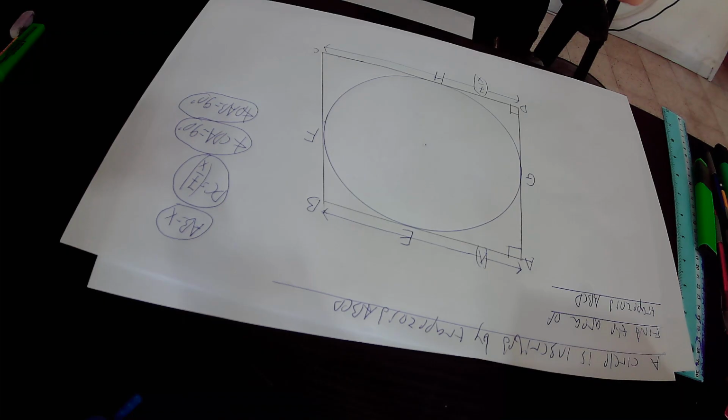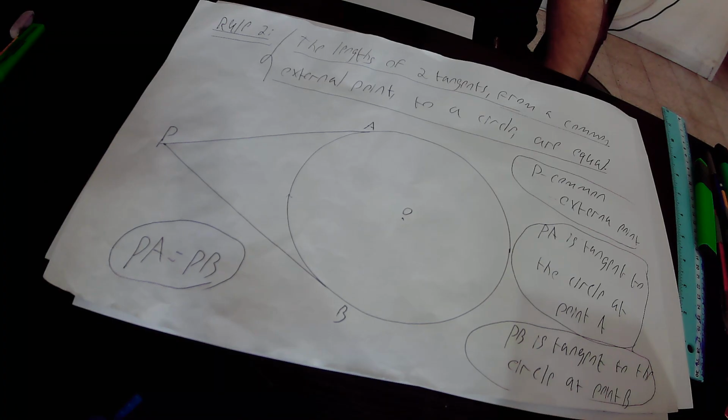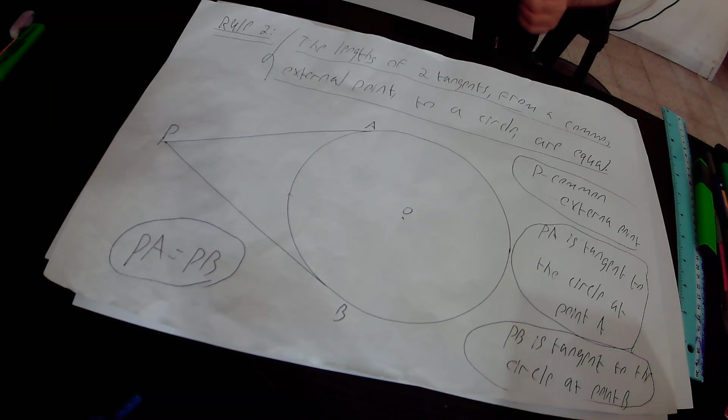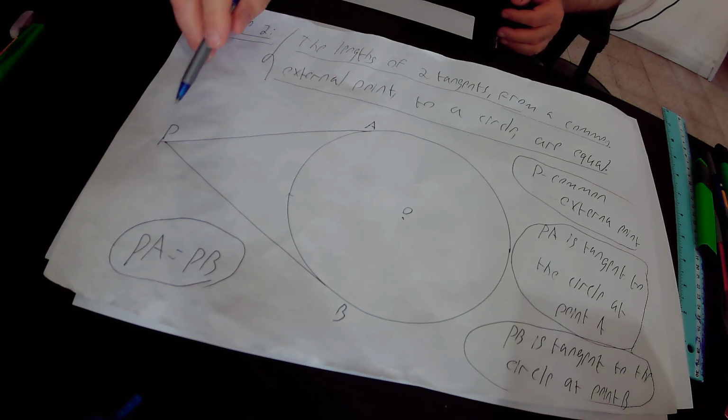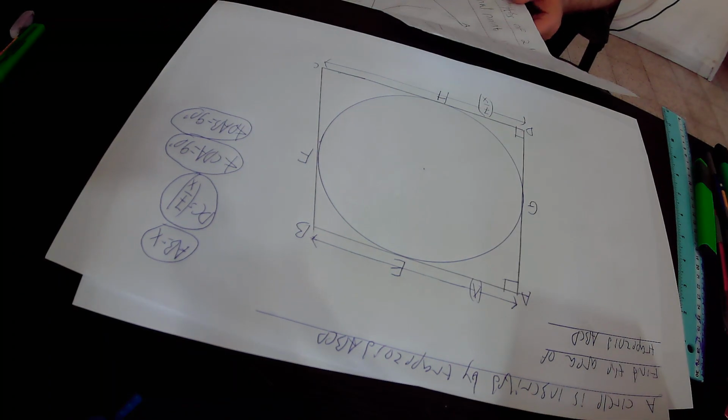So here we can implement rule 2 in this drawing. Let's repeat quickly on rule 2. According to rule 2, the lengths of two tangents from a common external point to a circle are equal. So in the drawing we have this circle, and this is the external point P. From this point P, we have two tangents to this circle, tangent PA and tangent PB. And according to rule 2, PA equals PB. We can definitely implement rule 2 in our drawing.